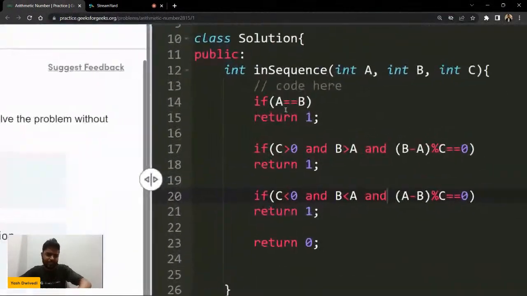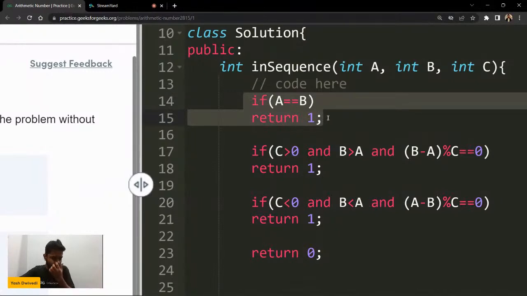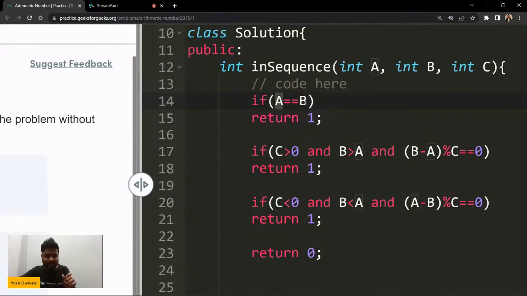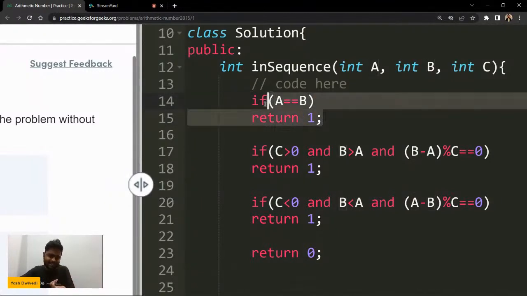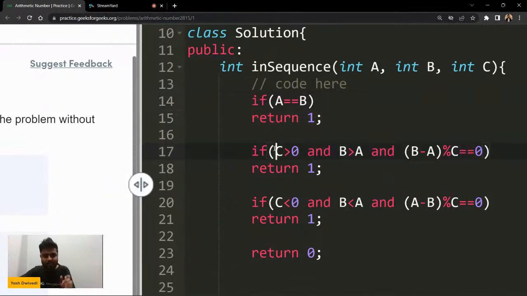So basically, if it happens that the two numbers are the same, if the starting number is the same as the number that I was looking for, in that case I'll return 1. If the common difference is greater than 0, so in that case I'm having an increasing series, and I will expect that the number b that I'm looking for will be greater than a.